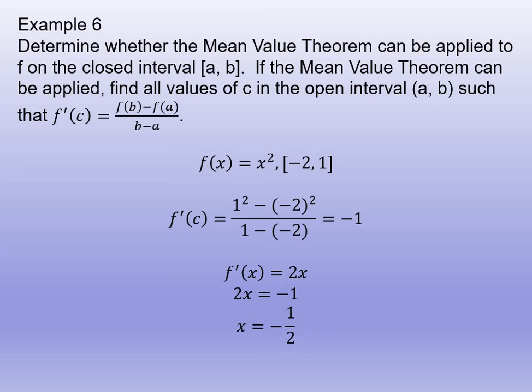So this is what we're doing. We're using the mean value theorem to see if it works. We get f prime of c is equal to negative 1. We take the derivative of the function, then plug in f prime of c, which is negative 1, into the derivative of our function and solve for x. That tells us what our c value is on that open interval, where the slope is equal to negative 1. We're trying to find where the slope is equal to negative 1. So that's how we approach this problem.